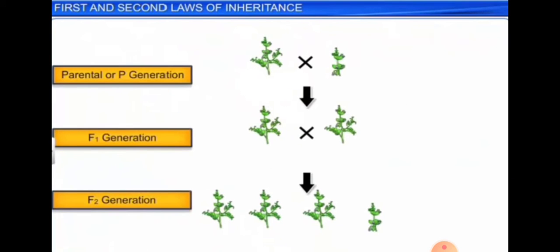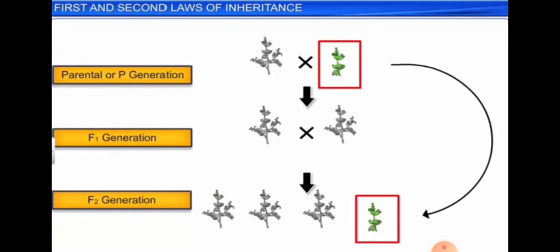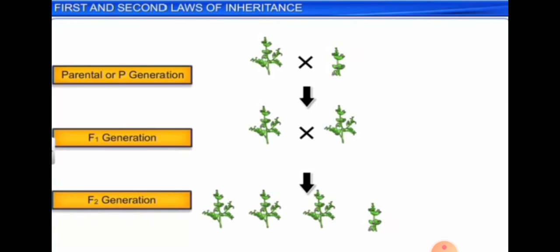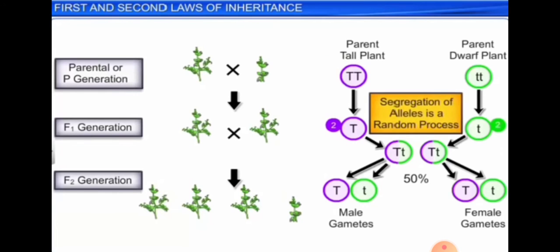Also from his experiments, Mendel observed that the recessive parent trait was expressed without any blending in the F2 hybrid. After verifying the results of the crossings, it was found that the segregation of the alleles is a random process and the chances of a gamete containing either allele is 50%.